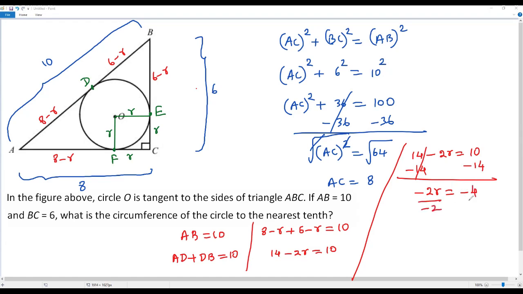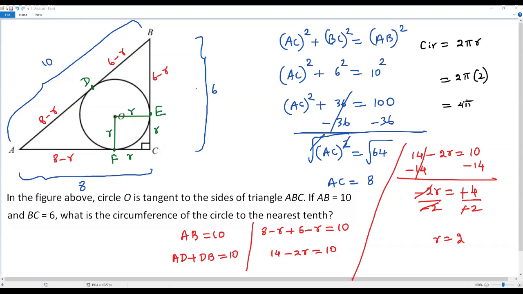Let me divide both sides of the equation by negative 2. Then this negative 2 will cancel out. This negative will cancel out, and R equals 4 divided by 2, which is 2. Okay, now I got the radius of the circle, that is 2 units. Now we can find the circumference of the circle using a formula. So the circumference of the circle is equal to 2 times pi times R. Then we get 2 times pi times the value of R, which is 2. When I multiply this 2 and 2, I am getting 4 pi.